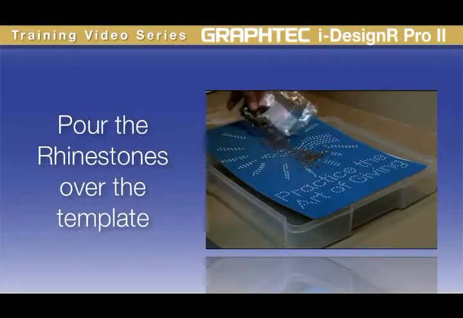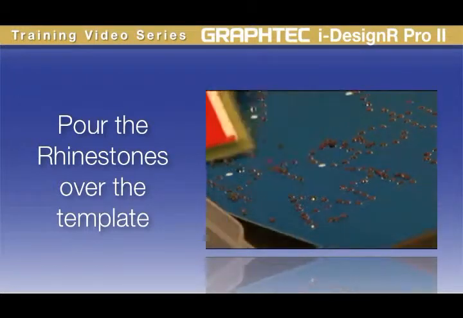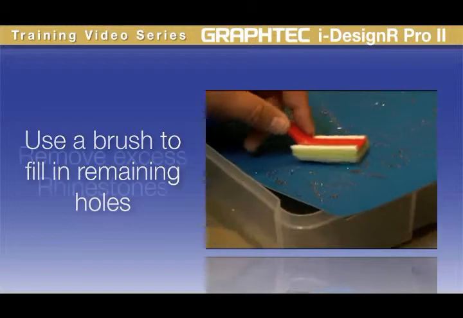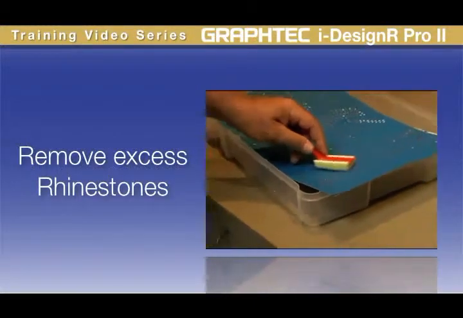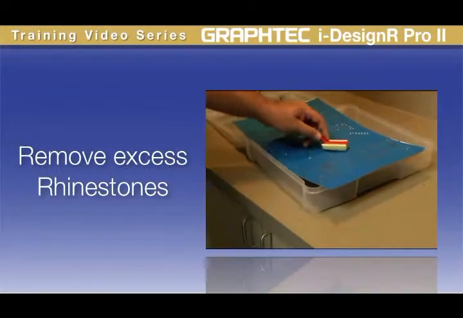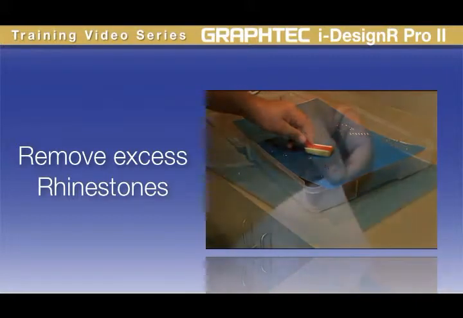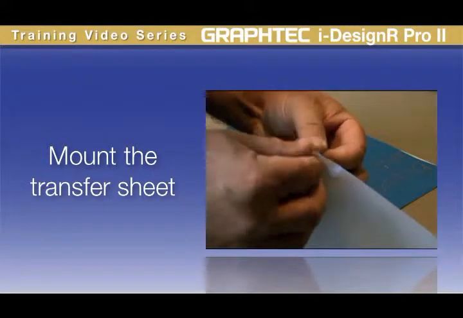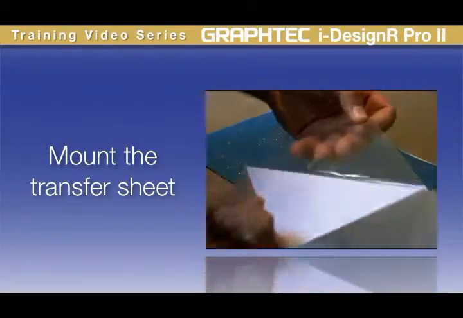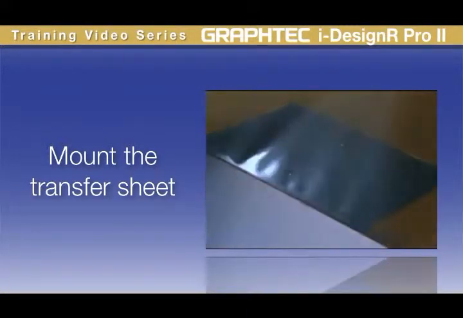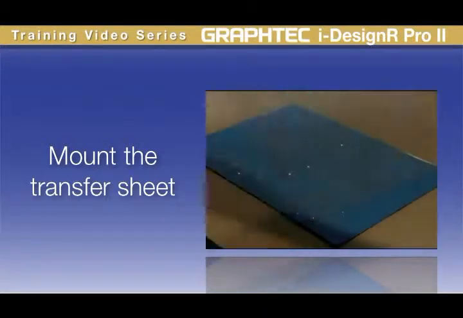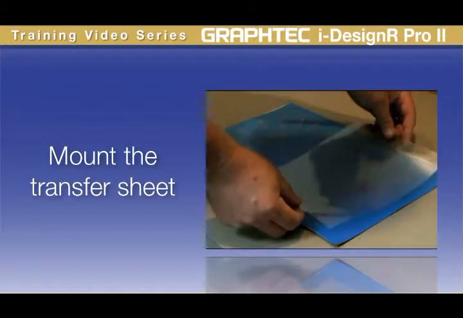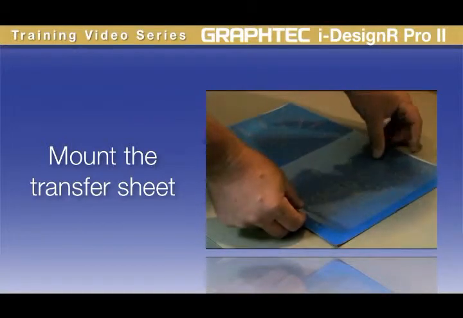Then freely pour the rhinestones onto the template. Next, use a brush to fill in the remaining empty holes. And then remove the excess rhinestones by gently brushing them to the side and off the template. Once all the rhinestones have been placed face up on the template, separate the clear transfer sheet from its backing. Take the transfer tape and cover the design with the sticky side facing the rhinestones. For larger designs, use 2 transfer sheets if needed.